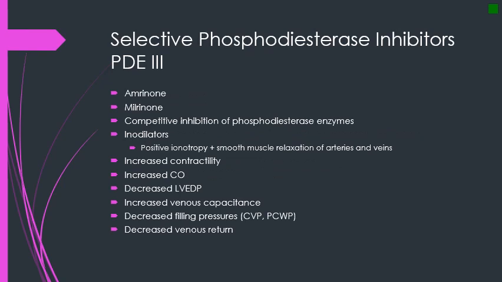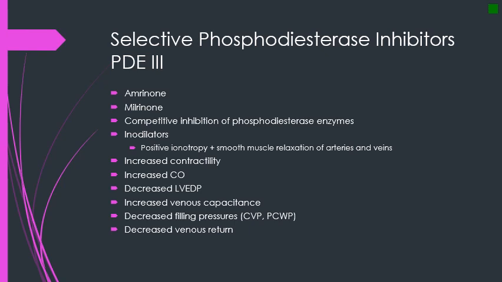So now we're going to shift gears to selective phosphodiesterase inhibitors. You'll see them listed as PDE3s. These medications are amrinone and milrinone. Milrinone is probably the most common one that you're going to see in the OR, and that is given pretty frequently in the heart room, especially in those valve repairs. It is a competitive inhibitor of the phosphodiesterase enzymes. They are inodilators, which means that they have positive inotropic effects, and they relax the smooth muscle of the vasculature.